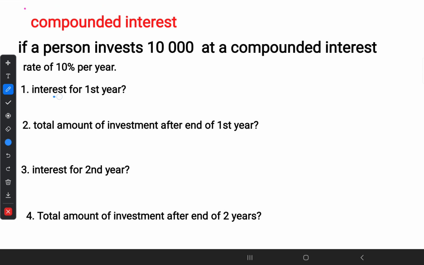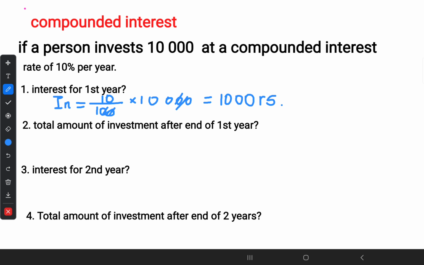To find the interest for the first year, you should express the percentage as its corresponding fraction. So 10 over 100, this is the fraction that belongs to the given percentage. It should be multiplied with the amount of investment, 10,000 rupees. So 10 percent of 10,000 rupees will become 1,000 rupees.